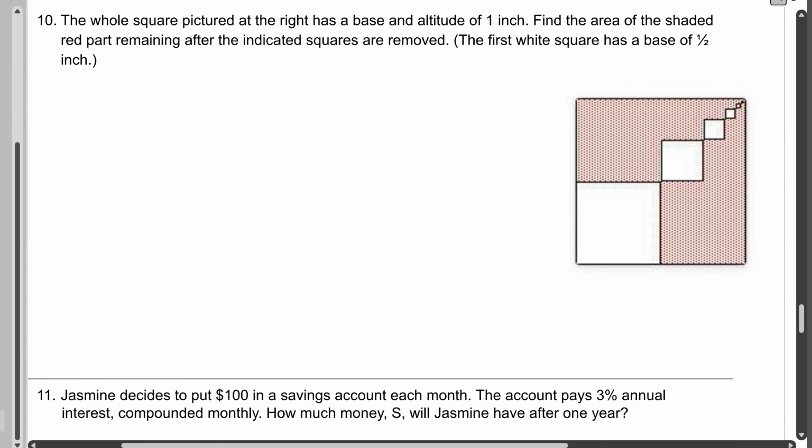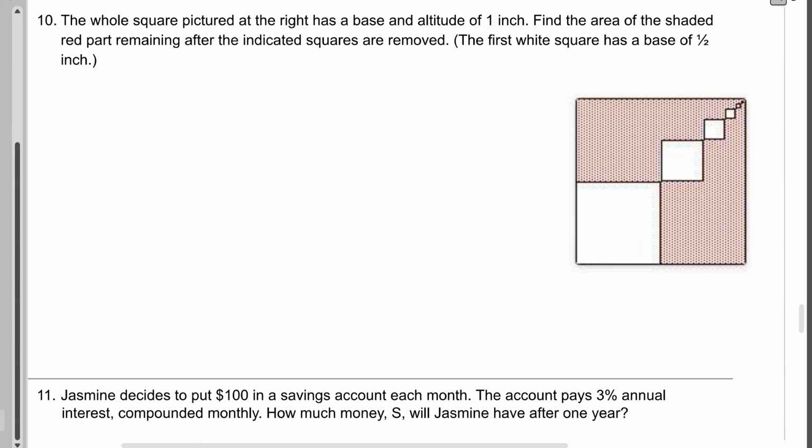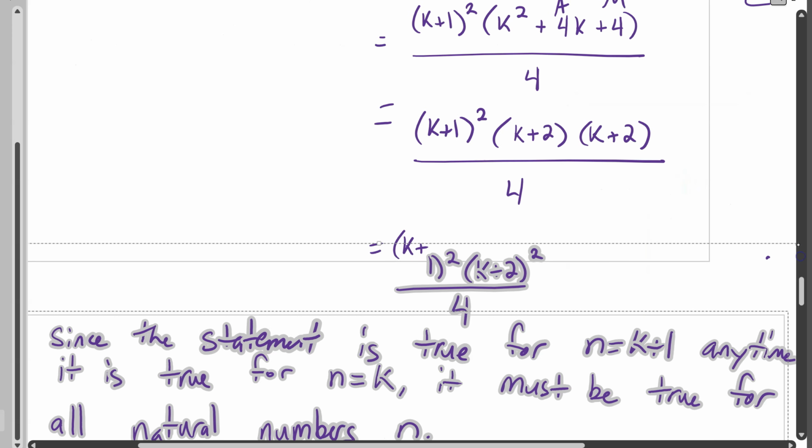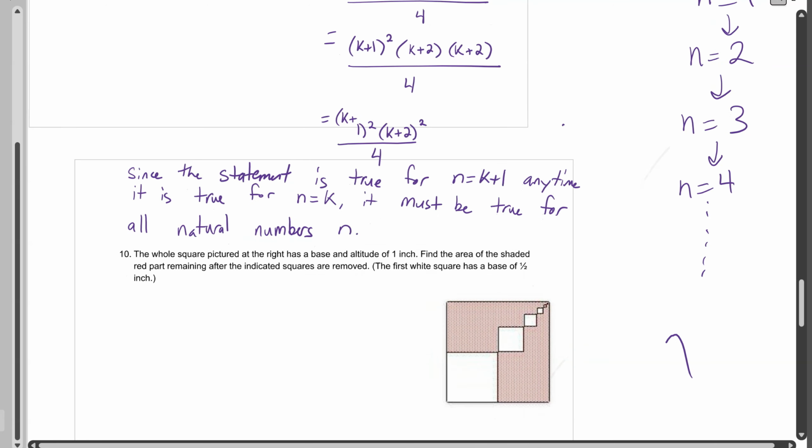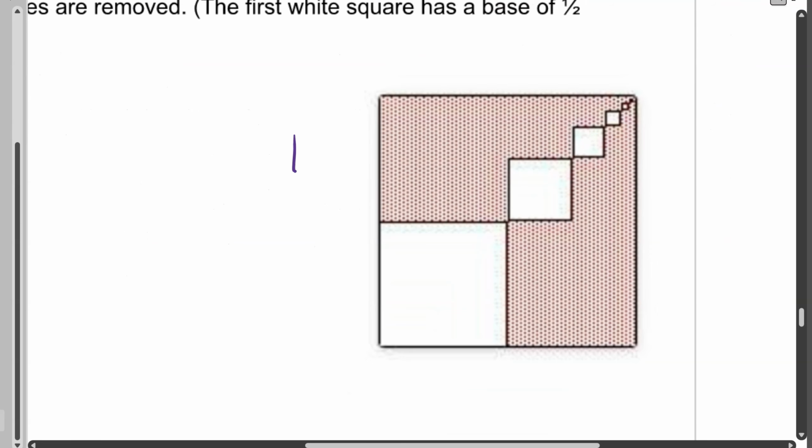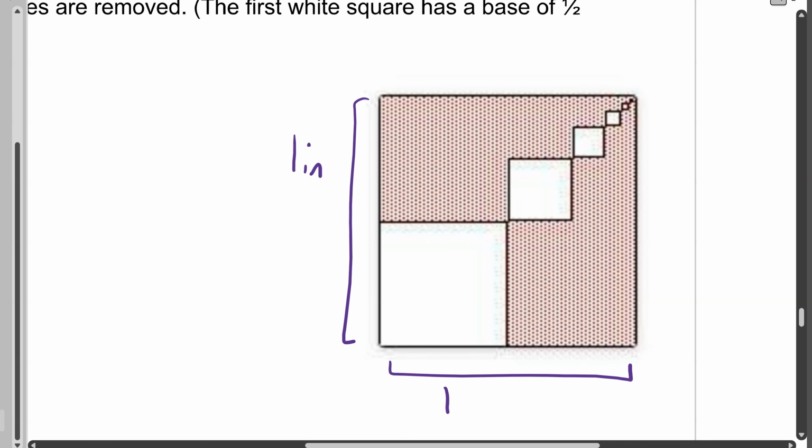Okay, for number 10 here. The whole square pictured has a base and altitude of 1 inch. So both of the sides of this square are 1 inch long. All right, so right there, that's 1 inch from there to there, and that's 1 inch from there to there as well.